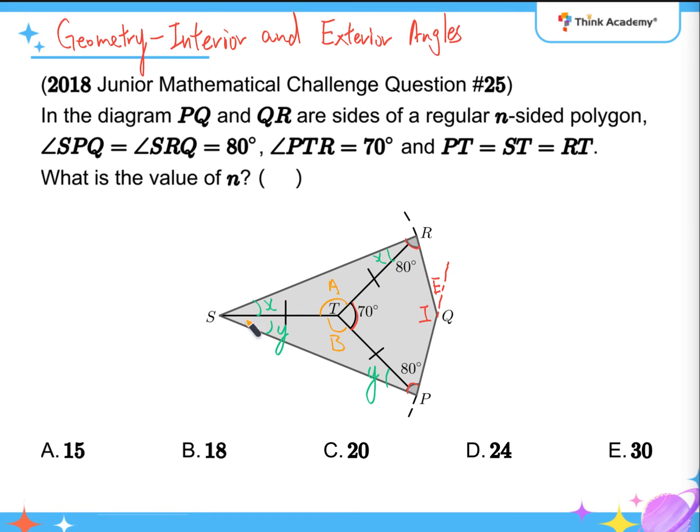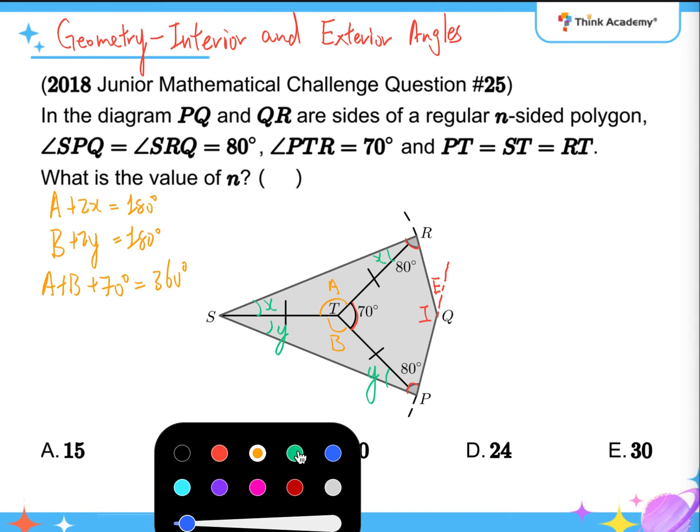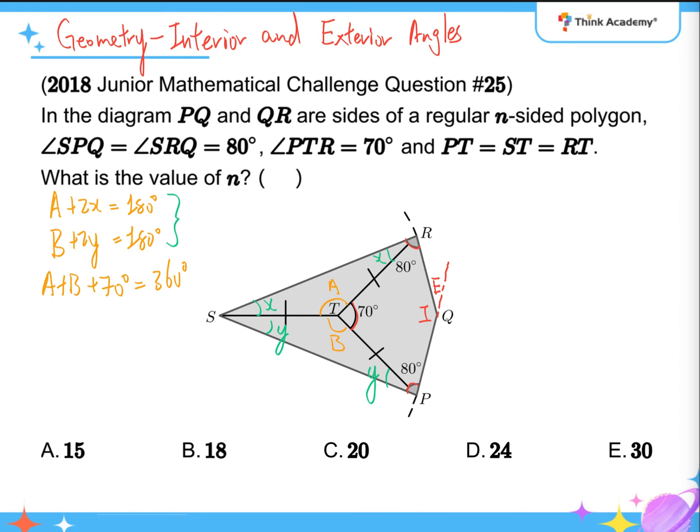First of all, using the interior angle sum of triangle, I know that A adding 2x is 180 degrees. I also know that B adding 2y is 180 degrees. And how do I get the values of A and B? I know that A adding B adding 70 degrees, that's the remaining condition we haven't used, right? That is 360 degrees. So if you can spot this, you can just combine these two equations together such that A adding B adding 2x adding 2y is 360 degrees.